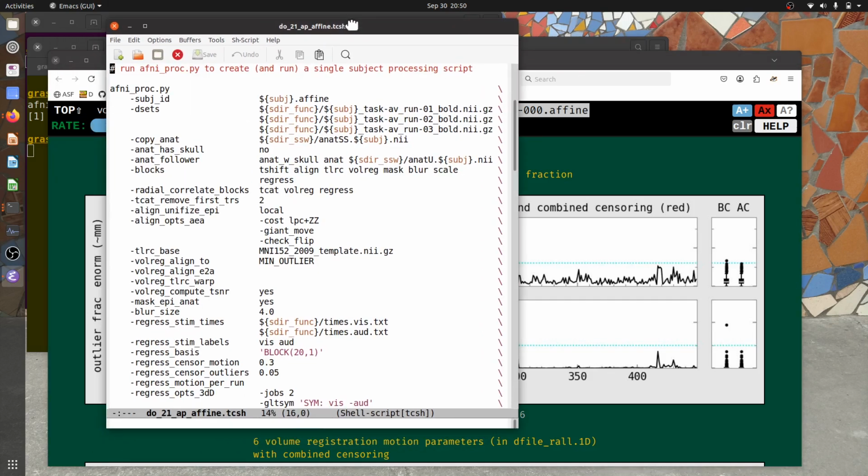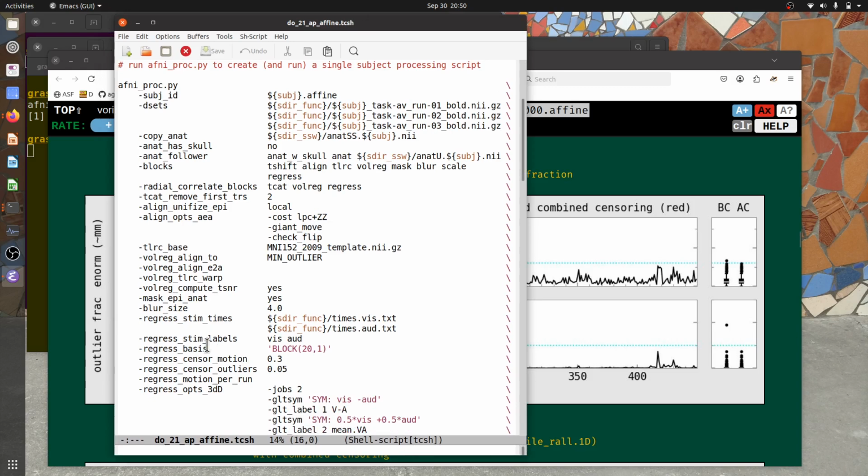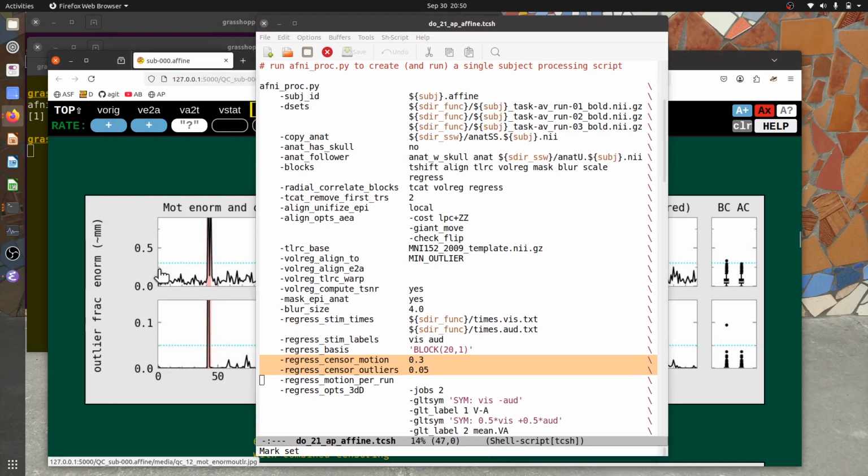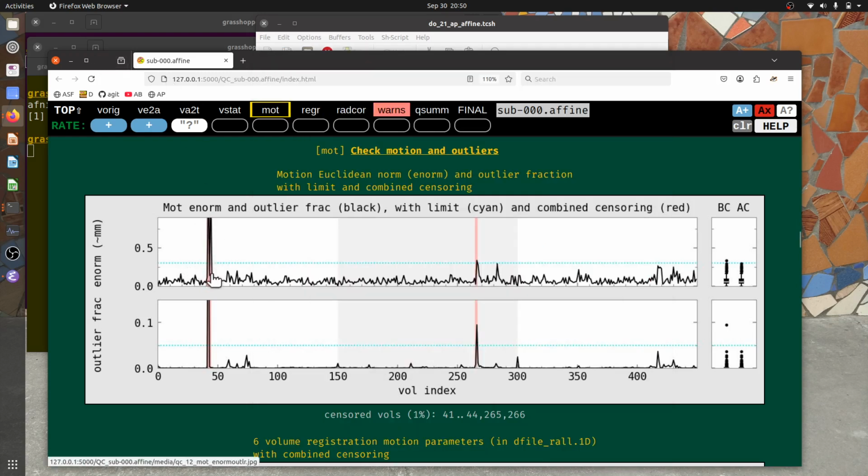So if I jump quickly to my afni_proc command, we see that right here at these 2 lines in the command, the regress_censor_motion. So our enorm, our motion parameter threshold, is 0.3. And indeed, that looks about right, a little above halfway there. And then the regress_censor_outliers fraction is 0.05, which is the same as 5%. And indeed, that's where this cyan line is. And then what's being highlighted here in red is wherever either of these 2 curves is above its threshold level, that's where we see red, and that shows where there will be censoring occurring.